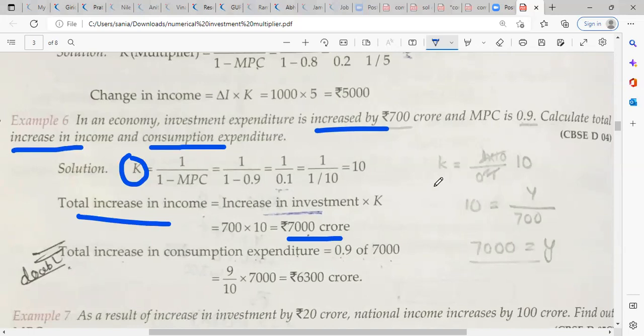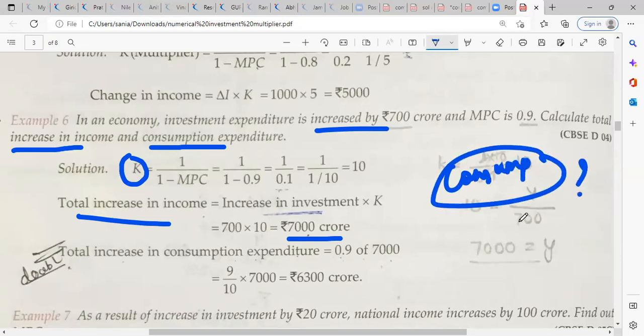Now students, tell me one thing. If you want to consume something, from where will you consume? Of course, you will consume it from your income. Yes or no? Yes, ma'am. Right, from your income only, right?